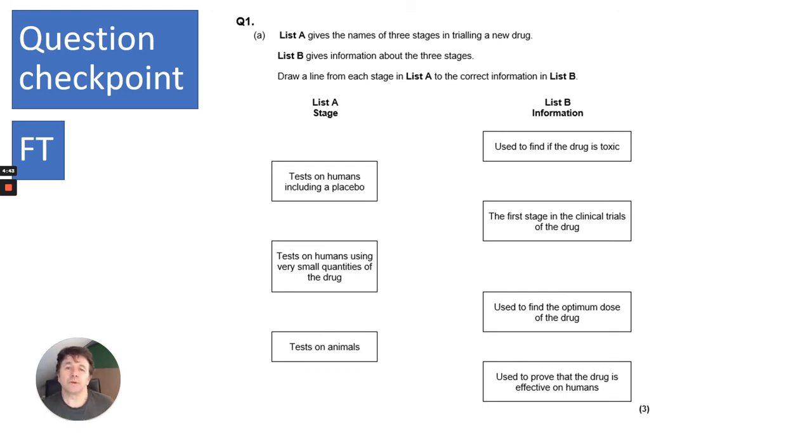Right, okay, question 1. So list A gives the name of 3 stages in the trialing of a new drug. List B gives information about the 3 stages. Draw a line from each stage in list A to the correct information in list B. So you need to look at list A and work out which is the correct one in list B. So testing on humans includes a placebo. It's used to prove that the drug is effective on humans. Tests on humans using very small quantities of the drug, well, that's the first stage in the clinical trials of the drug. And then tests on animals is used to see if the drug is toxic.